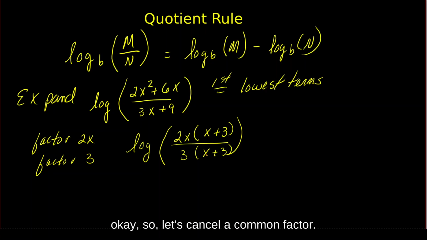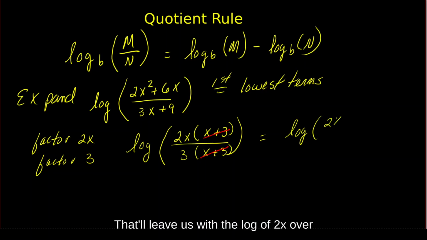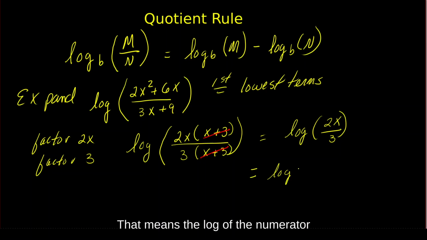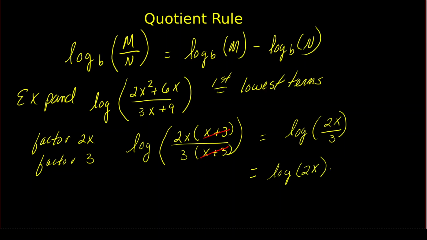Okay, so let's cancel our common factor. Our common factor there is x plus 3. That would leave us with the log of 2x over 3. Okay, let's take it a step further. That means the log of the numerator minus the log of the denominator.